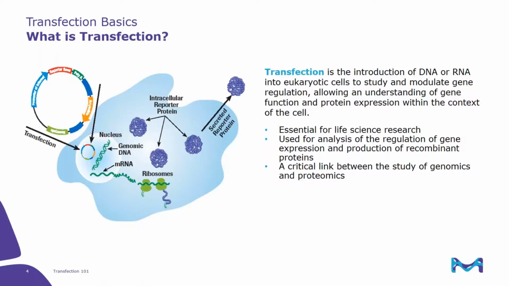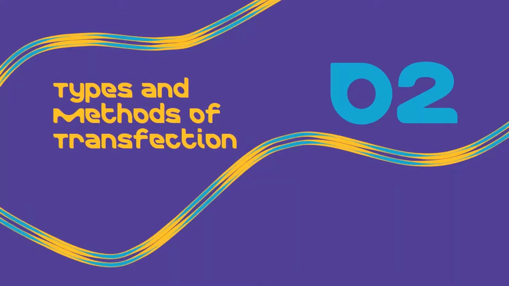Transfection is the process that introduces DNA or RNA into eukaryotic cells. It is a common and essential method to study and modulate gene regulation, which allows for a better understanding of gene function and protein expression within the context of the cell. Transfection can be used for analysis of regulation of gene expression and production of recombinant proteins, making it a critical link between the study of genomics and proteomics. There are a few primary types and methods of transfection, which I will go over in the next few slides.